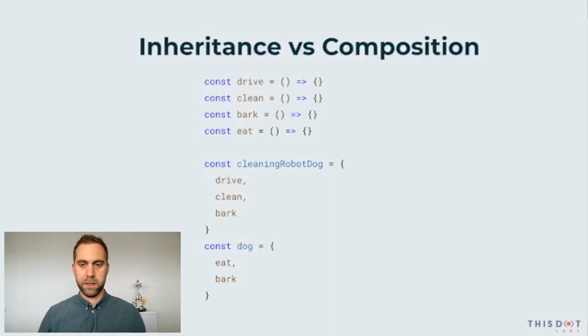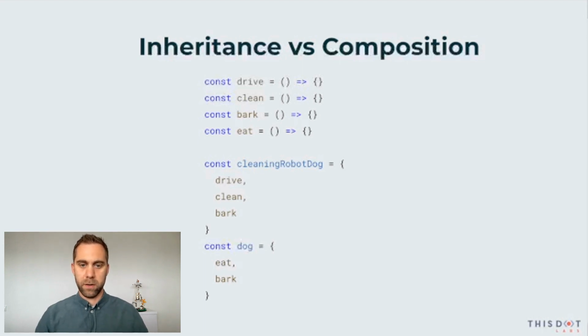We know all the features we want to implement. So we know we want to have a drive function, we know we have a clean function, we know we have a bark function, and we're going to implement an eat function. The details of these functions are not very important for this example, but all these functions would have some contents, like drive would move the current dog forward, and bark would console log bark.